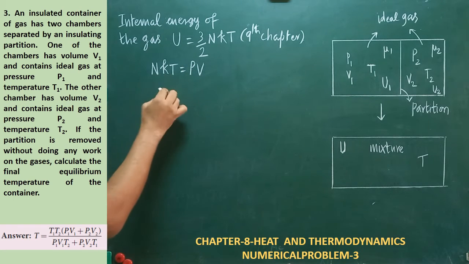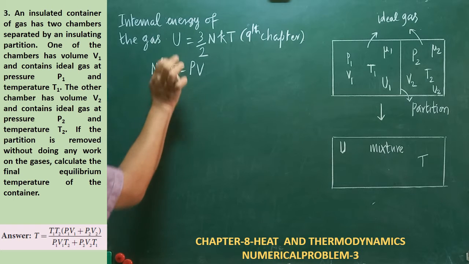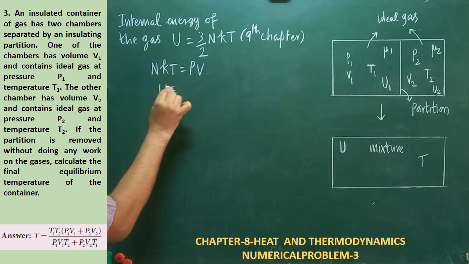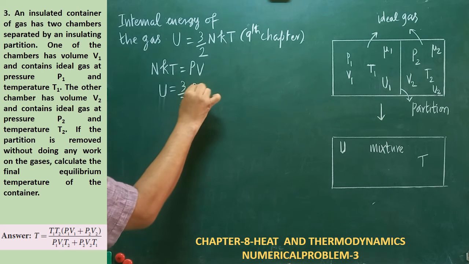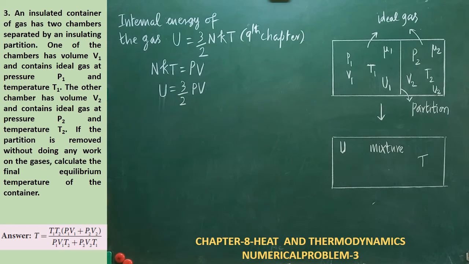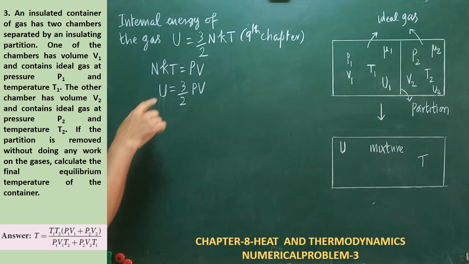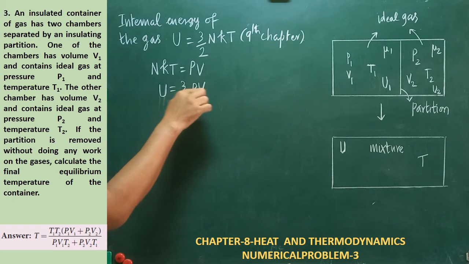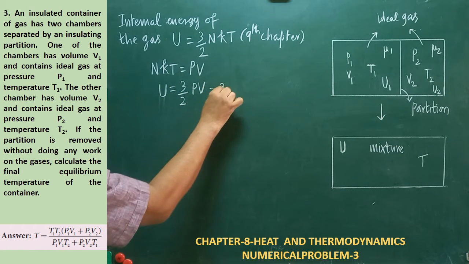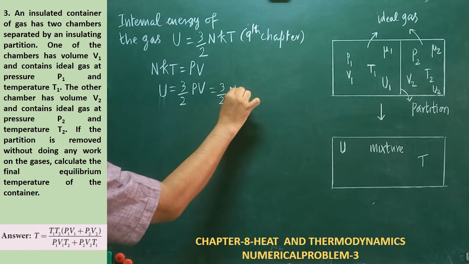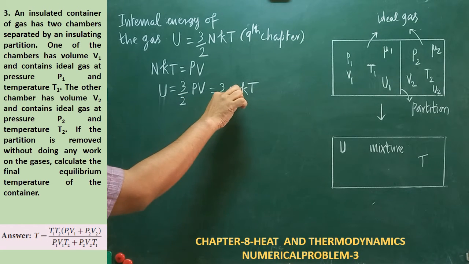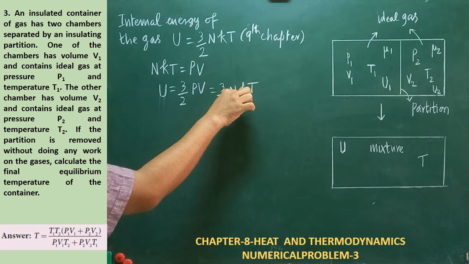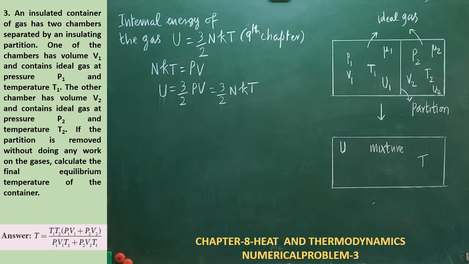So in the next step we can write U is equal to 3 by 2, instead of NKT we can write PV. Okay, so U will be equal to 3 by 2 PV, which is also equal to 3 by 2 NKT. So two formulas are available, in terms of pressure and volume and in terms of K, N and T. Are you clear? So two formulas are available.